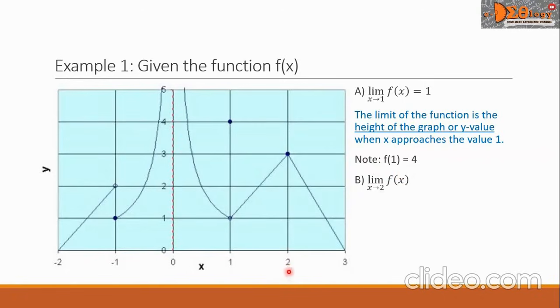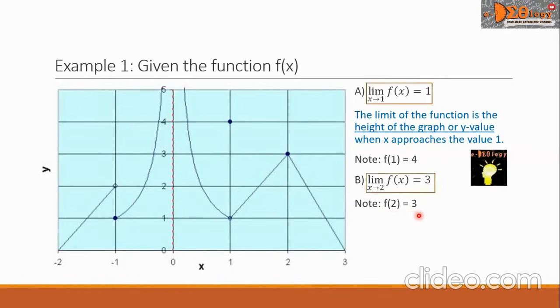Now let us observe the graph. It is coming to a value of y at this point, and the answer is 3. And we take note here that f of 2 is equal to 3. So these are the answers for example 1.